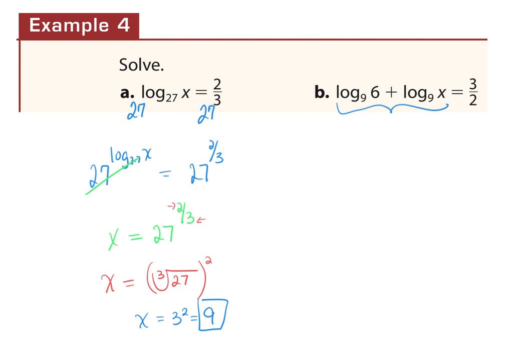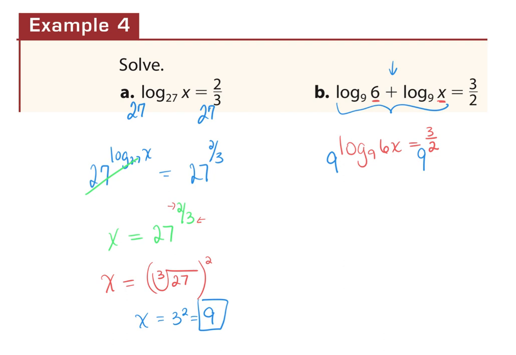So what is my rule for logarithms? If I am adding two separate logarithms, how do I make them one logarithm? I multiply what's inside, 6 times x. All right, and now I can cancel this base out with a base. What is my base going to be here? 9. So I have 9 to that huge power and 9 to the 3/2.